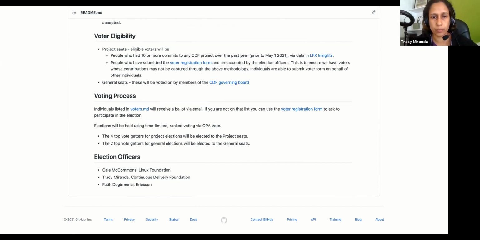voter registration form. So I'd really like to encourage folks, if they see people they think should be voting and for some reason they're not in that list in the voters MD, to spread the word and get folks registered to vote. And the deadline for that will be similar to nomination of candidates, so May 24th. So I appreciate there's two different types of candidates and two different sets of people voting.